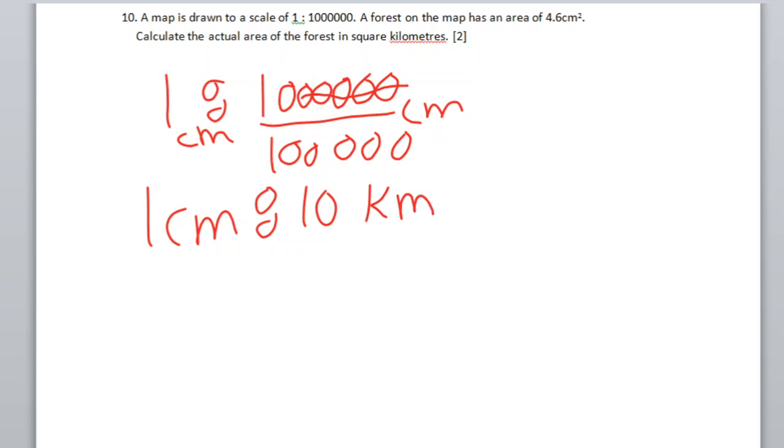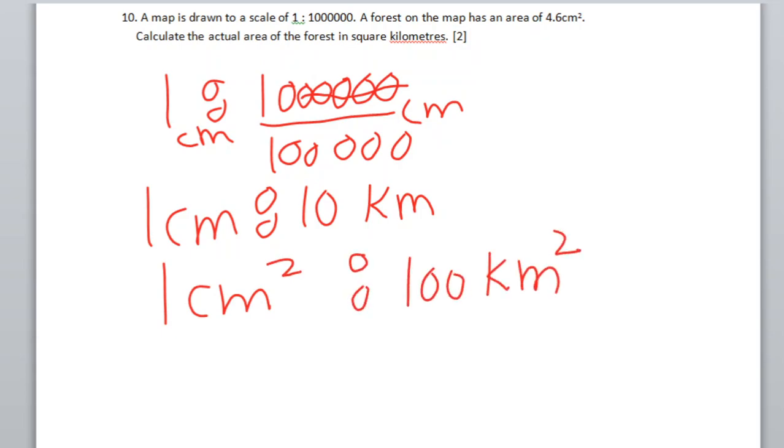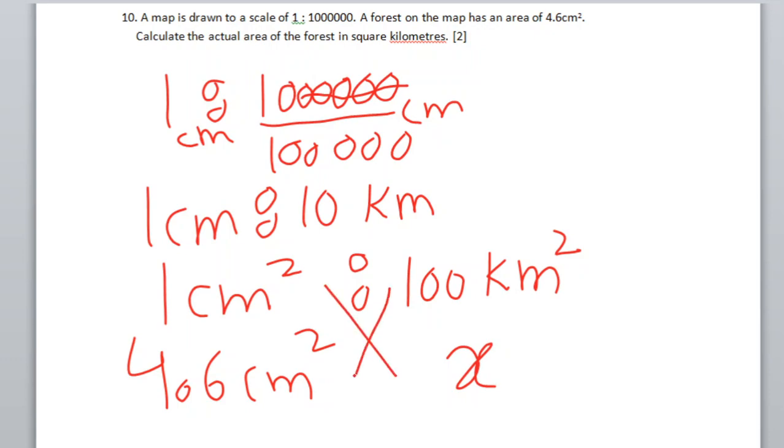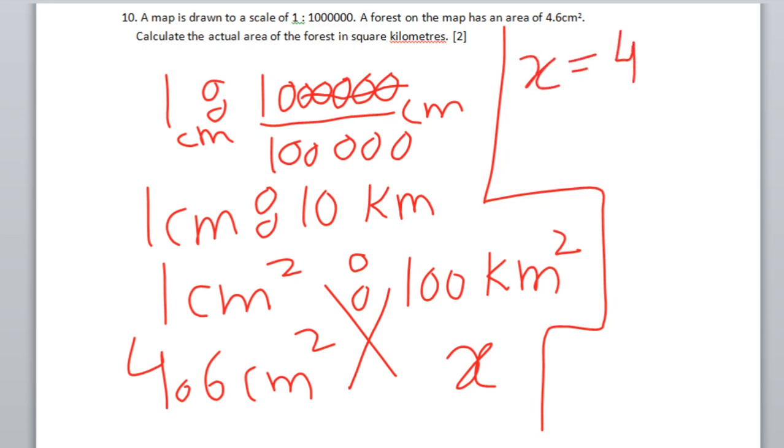Calculate the area. So for that, take square on both sides. 1 centimeter square ratio 100 kilometers square. 4.6 centimeters square on the map is how much actual area? 100 times 4.6, so the answer is 460 kilometers square.